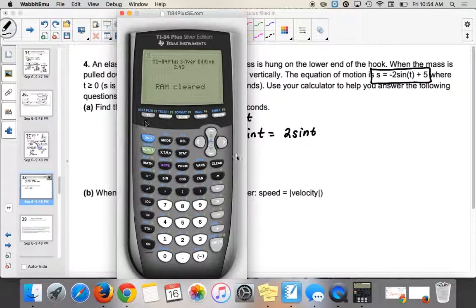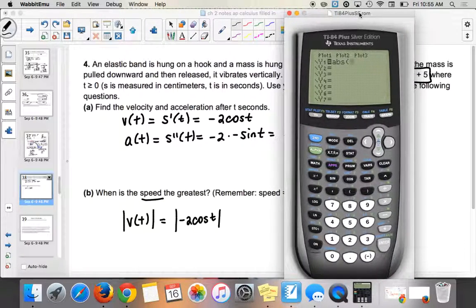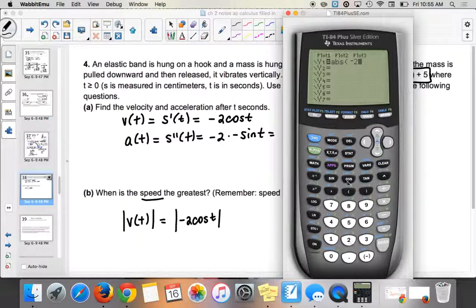So go ahead and put that into your calculator. Do you guys remember how to get an absolute value? Yeah, so you do math, you go over to number. It's the first choice, abs. So absolute value. And then we do negative 2 cosine of t. So t we're just going to put in as x. And just make sure that you're in radian mode. You should be already. And we're going to graph. And I'm guessing that it's going to be kind of tiny. We'll see. That's not too bad.